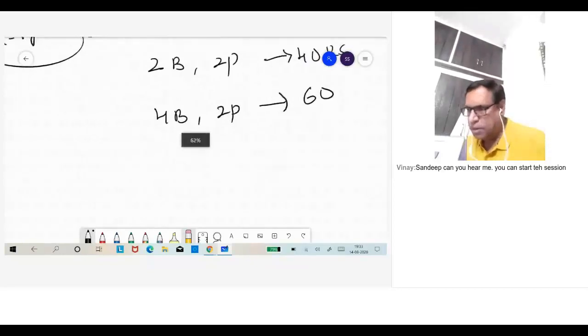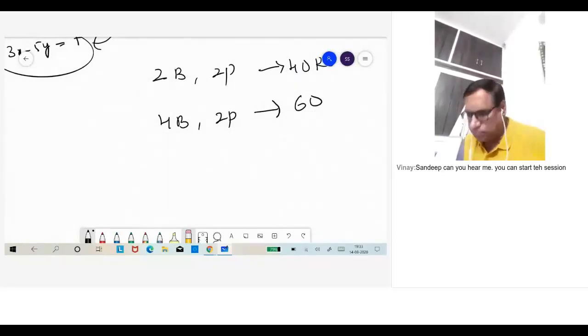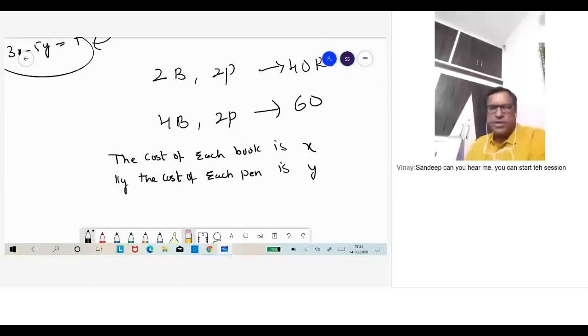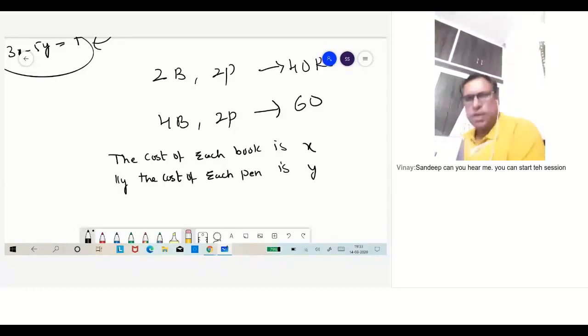Let's understand. Here, let us assume the cost of each book is X. Similarly, the cost of each pen is Y. Let us consider 2 variables X and Y. Let's say the cost of each book is X and similarly the cost of each pen is Y.